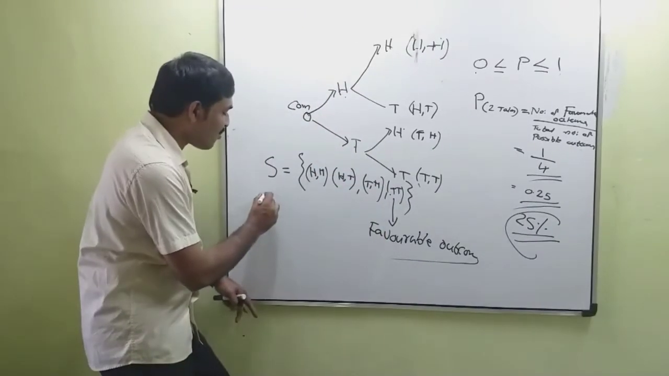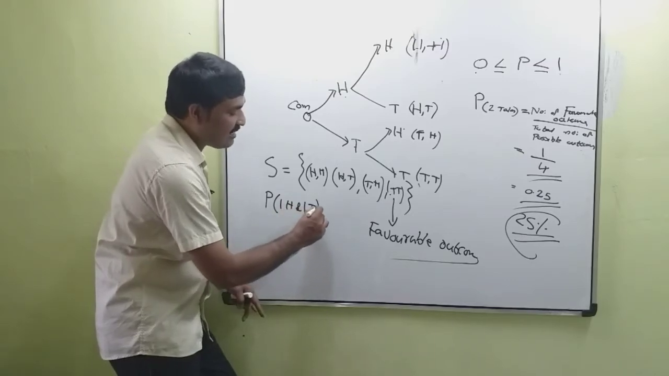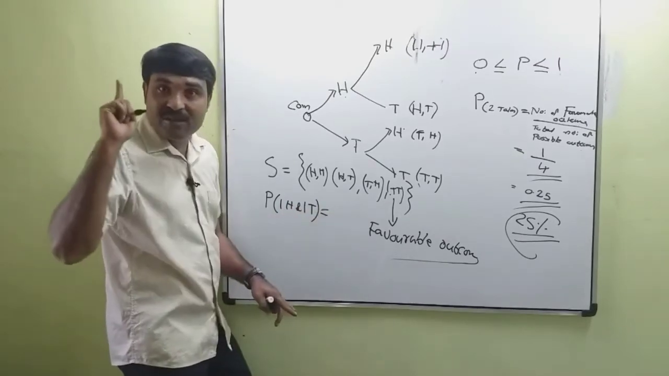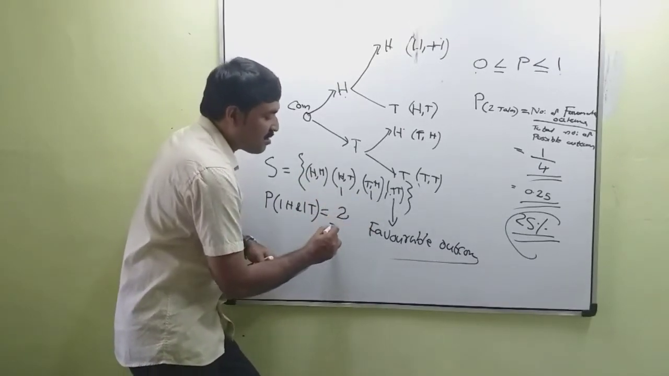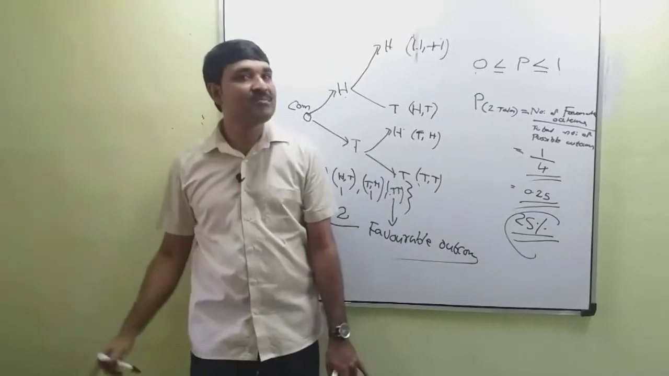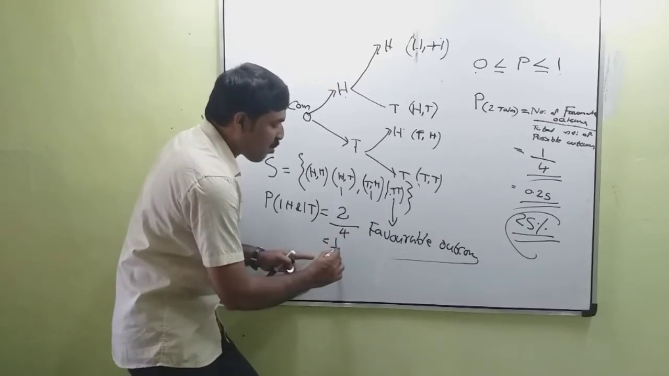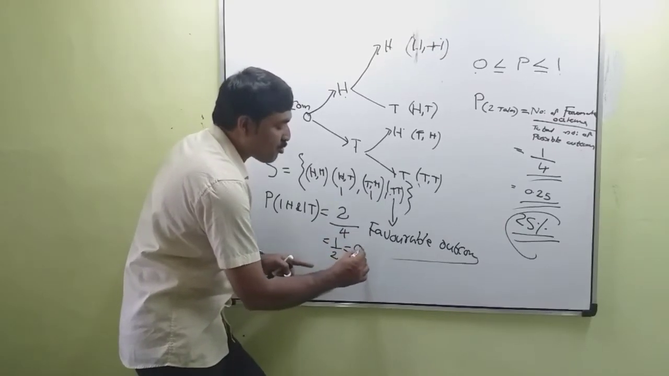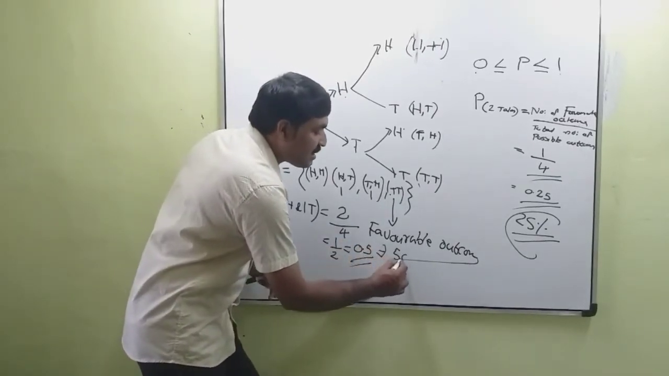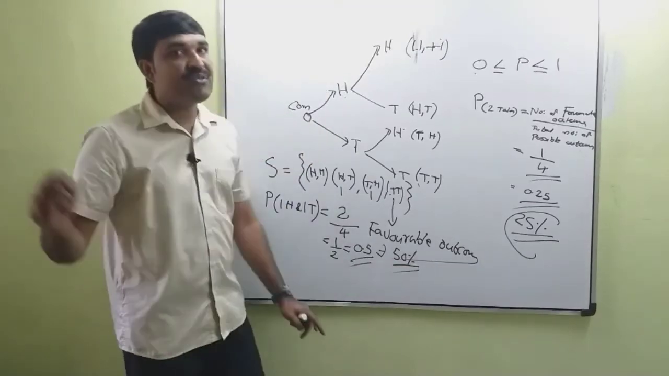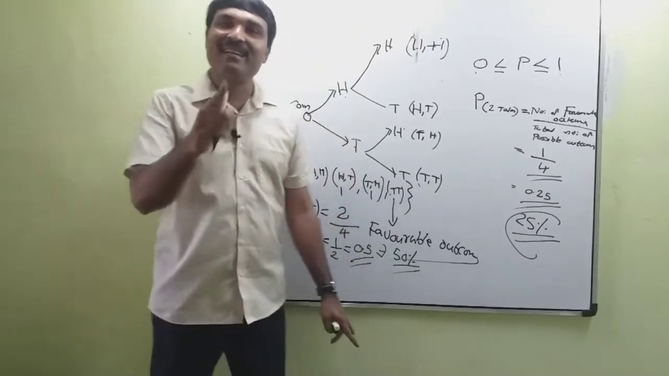So the probability of getting one head and one tail is equal to the number of favorable outcomes, here that is 1 and 1, so 2 favorable outcomes. What is the total number of possible outcomes? That is 4. So 2 divided by 4 is equal to 1 by 2, which is 0.5. 0.5 means 50%. So we have a 50% chance of getting one head and one tail.